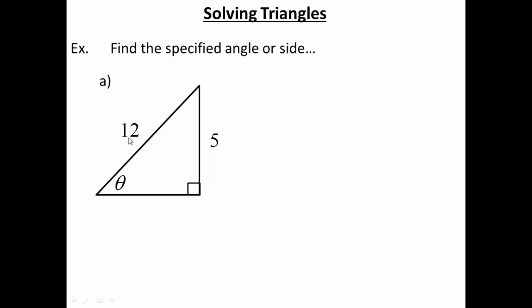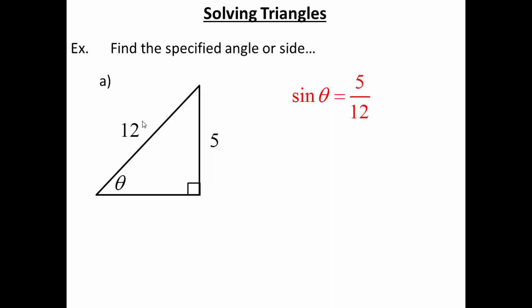So I'm going to look at the angle. I'm going to look where are the other 2 pieces of information. I have a 5 on the opposite side. I have a 12 on the hypotenuse. Well, since I have information for the opposite and the hypotenuse, opposite over hypotenuse is a sine ratio. So let's set up a sine ratio to help us figure out the answer. And of course, that sine ratio for theta would be 5 over 12.